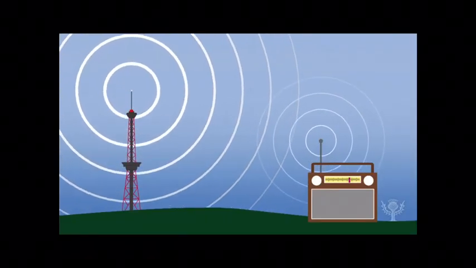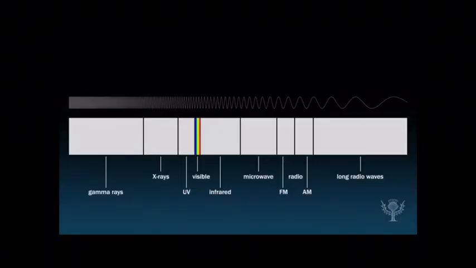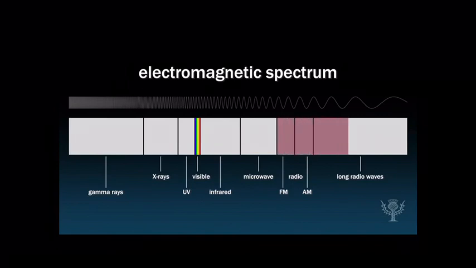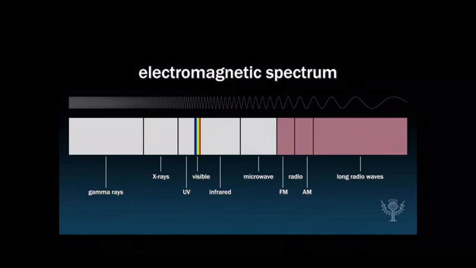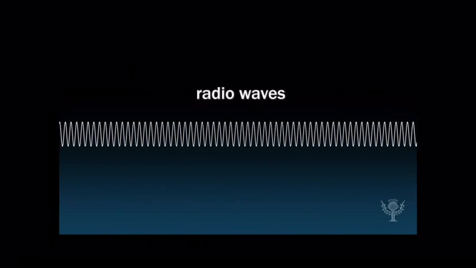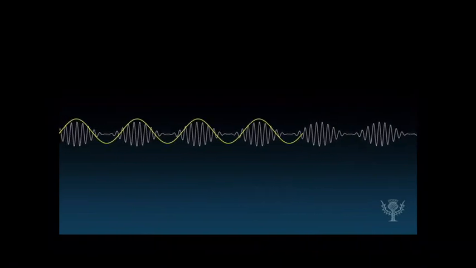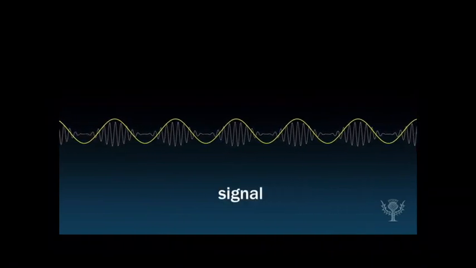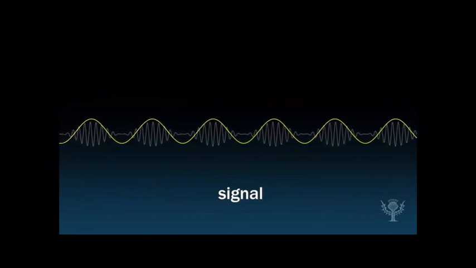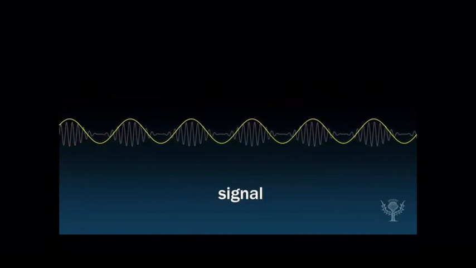How does a radio work? The longest waves on the electromagnetic spectrum, radio waves, carry information from a station to a receiver. But radio waves don't carry information all by themselves. They need to be altered or modulated. A signal, a transverse sound wave, overlays the carrier wave, forcing it to change.